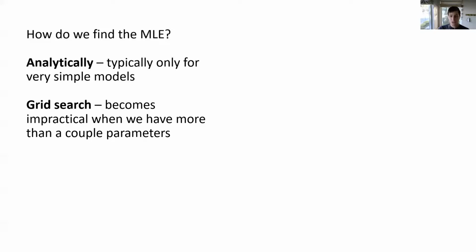Another way is grid search. This is where we just evaluate the likelihood function for a lot of different values of our parameter or parameters and return the value with the highest likelihood. We're also not going to do this because while it's intuitive, it becomes really computationally intense for more than a couple parameters and it's imprecise.